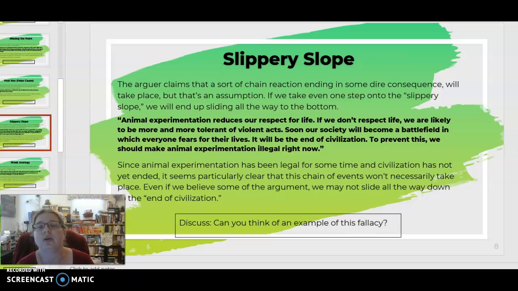So obviously, there's no guarantee that that specific series of events is going to happen. And in fact, there's a lot of evidence that says that that series of events won't happen because we've been doing animal experimentation and we haven't ended our civilization. So you have to be careful of slippery slope fallacies.